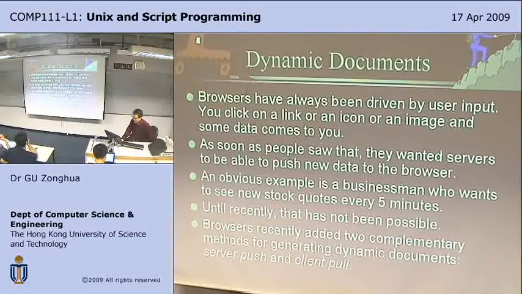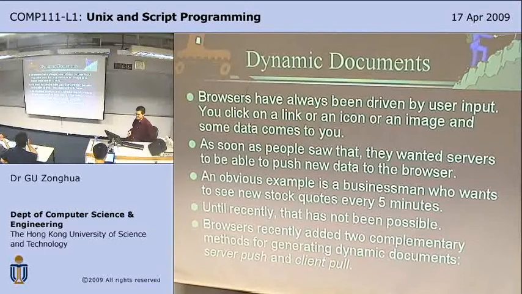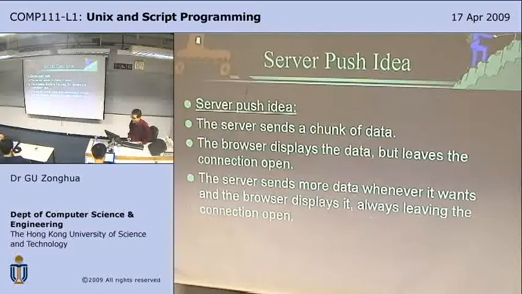Browsers recently added two complementary methods for generating dynamic documents: server push and client pull. Here it's recently, but it's not that recent anymore; it's perhaps recent 10 years ago. In server push, the server sends a chunk of data, and the browser displays the data but leaves the connection open. So you establish an HTTP connection, a session, and it's kept alive. Whenever the server wants, it sends more data, and the browser displays it, leaving the connection open.